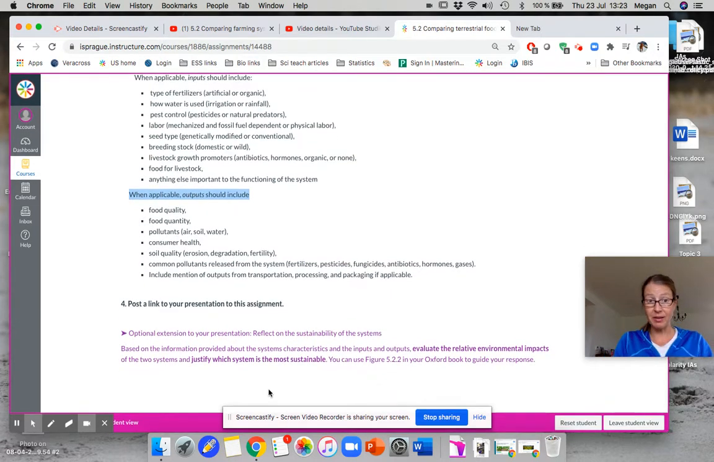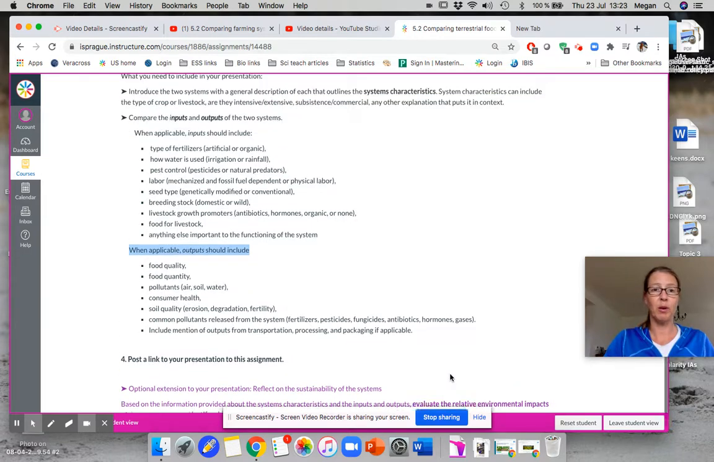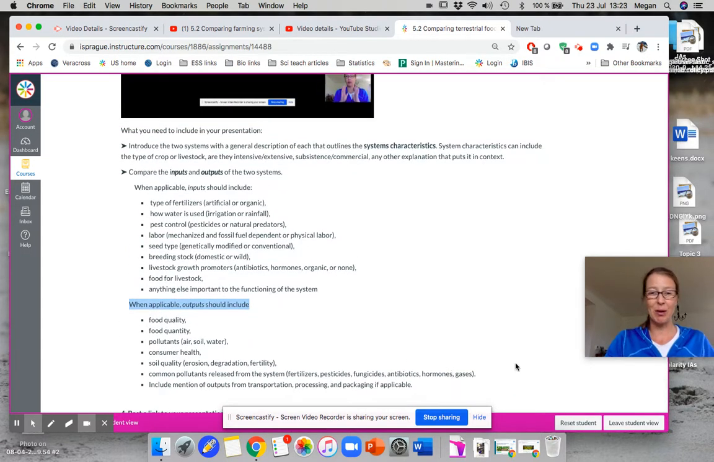Now there's an optional extension, which I really recommend you take a look at, and that's reflecting on the sustainability of the systems. You can also talk about not just the inputs and outputs, but actually evaluate which system seems to be more sustainable than the other. You can use figure 5.22 in your Oxford book, and that'll give you some ideas about your response. Okay, so good luck, and I'm looking forward to seeing them.